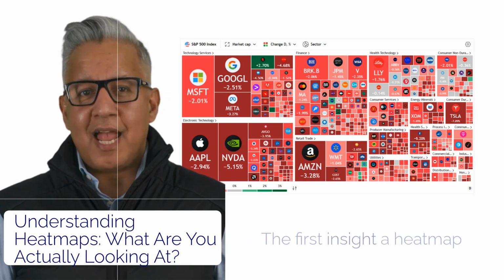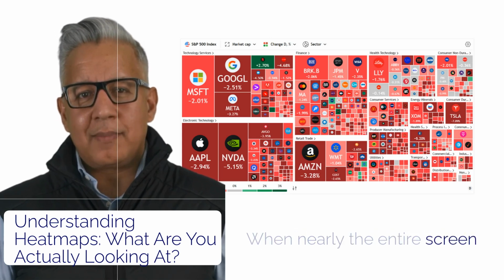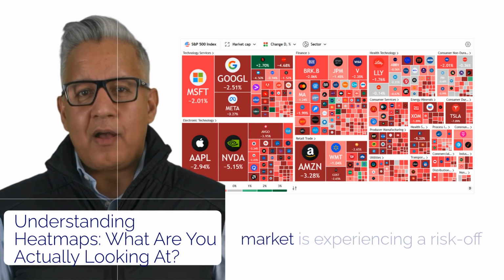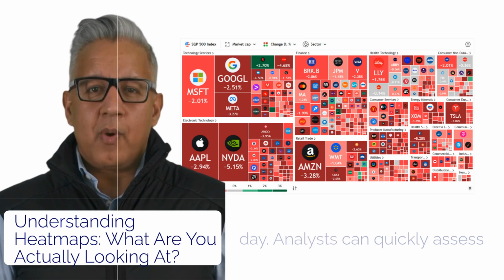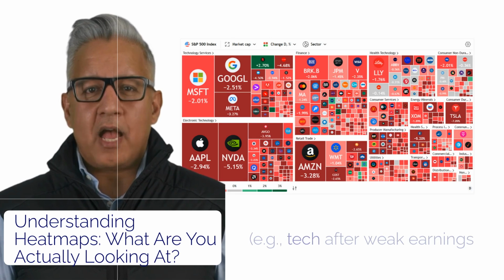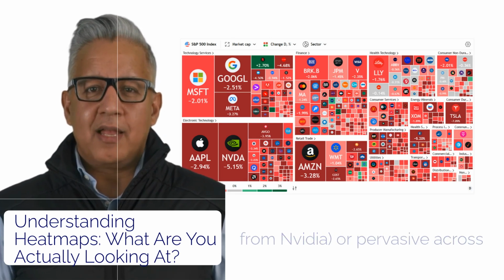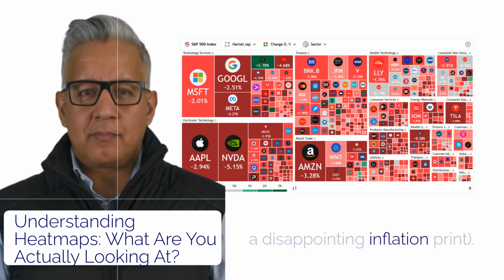The first insight a heat map provides is market breadth. When nearly the entire screen bleeds red, it's a signal that the market is experiencing a risk-off day. Analysts can quickly assess whether weakness is concentrated in a single sector, for example, tech after weak earnings from Nvidia, or pervasive across the index, perhaps after a disappointing inflation print.